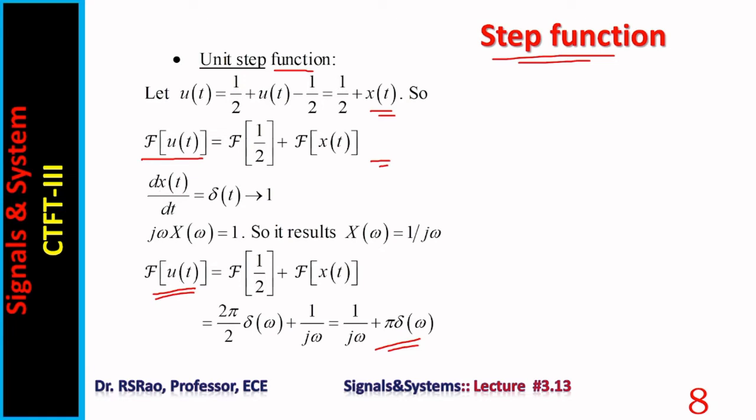Now the Fourier transform of u(t) is the Fourier transform of 1/2 plus the Fourier transform of x(t). But dx/dt is δ(t). The differential of a step is an impulse. From that we get this equality, and the Fourier transform of δ(t) is 1. Now jωX(ω) is 1 from the differentiation property. So it results in X(ω) equal to 1/(jω). Now the Fourier transform of u(t) equals the Fourier transform of 1/2 plus the Fourier transform of x(t). For 1/2, the Fourier transform is (2π/2)δ(ω). For x(t), it is 1/(jω). Ultimately, we got the result as 1/(jω) + πδ(ω).